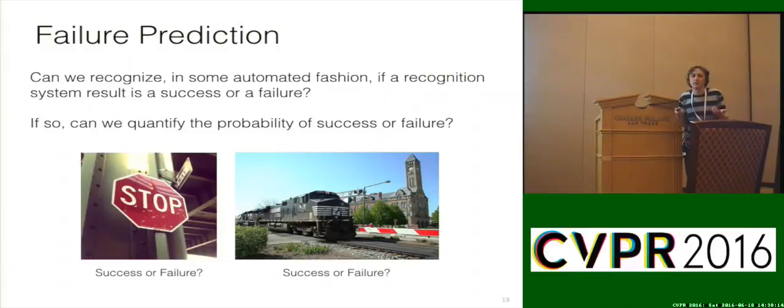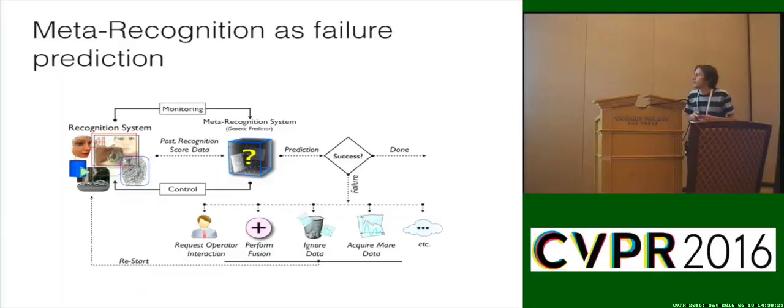So a priori, can we predict something about these images? That's typically the way this has been done before in computer vision. Characterize the image, but don't do the score modeling, which is what we suggest. Meta recognition, which will look at the outputs, not the inputs to the system for failure prediction, will do the following. Given some recognition result, perform a post-recognition score analysis using the EVT methods, and then based on the prediction of success or failure, take some kind of action. So if we're trying to improve the performance of our system, we might request operator interaction, we may perform fusion, we might ignore that data because we know it failed, it was bad, we may acquire more data.